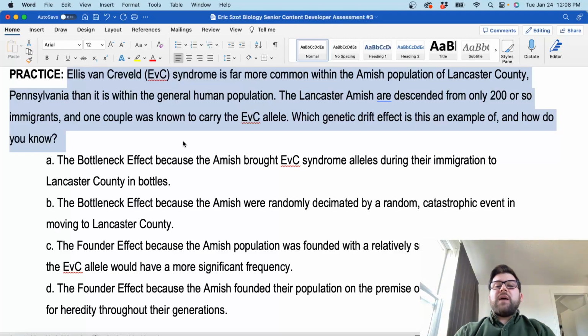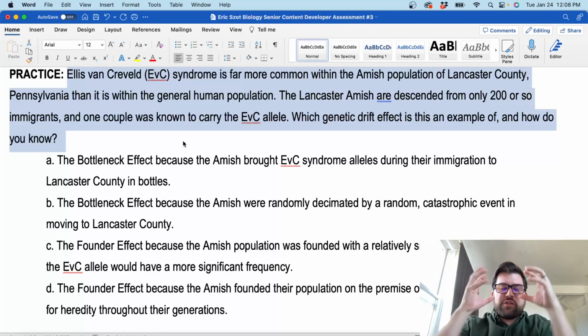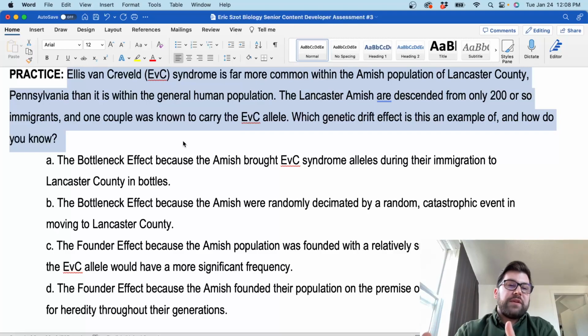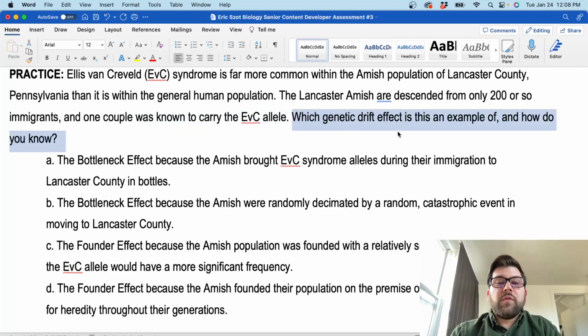Originally, the Lancaster Amish population was settled by about 200 immigrants, kind of forming a new gene pool here, right? So this should start screaming founder effect. We have about 200 individuals going to make a new colony or a new population. And in that small population, in that small gene pool, there was someone carrying the EVC, Ellis van Creveld syndrome, allele. So what's our question? What is at work here?